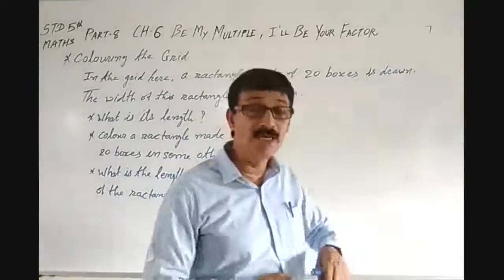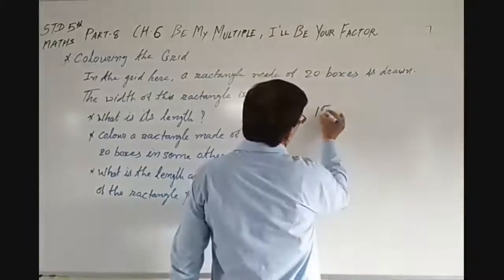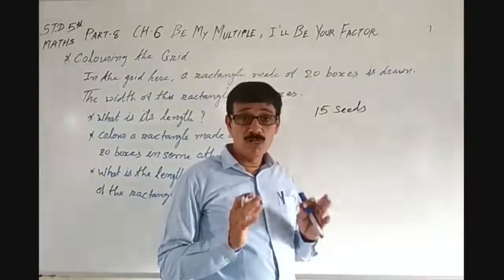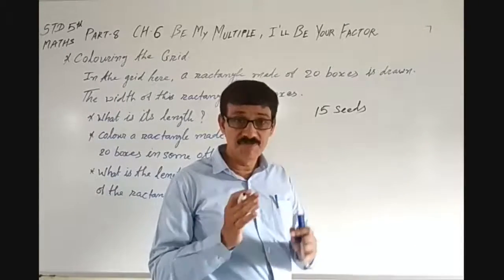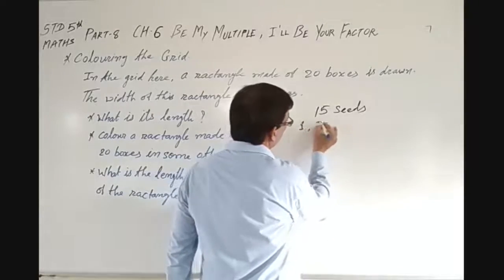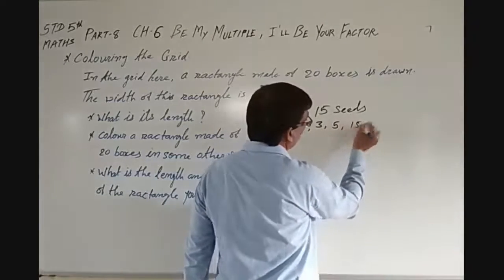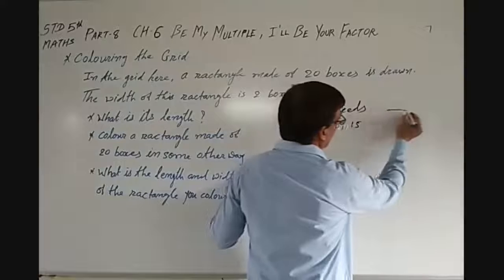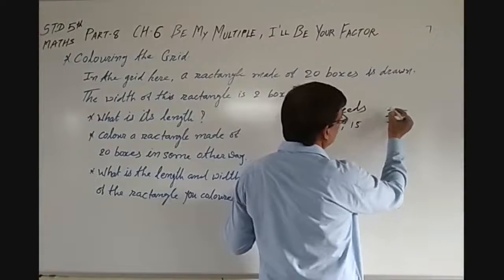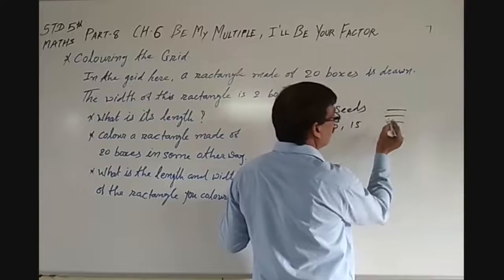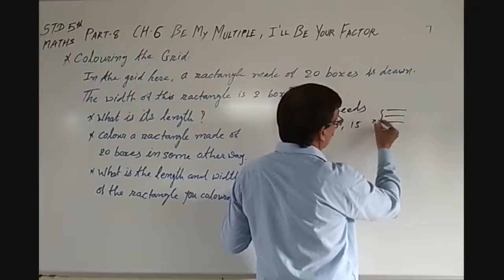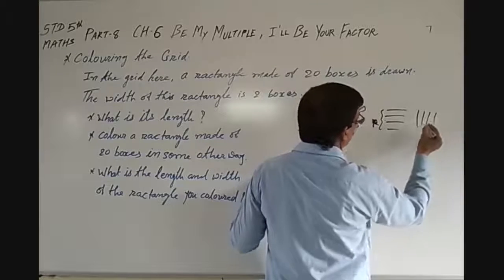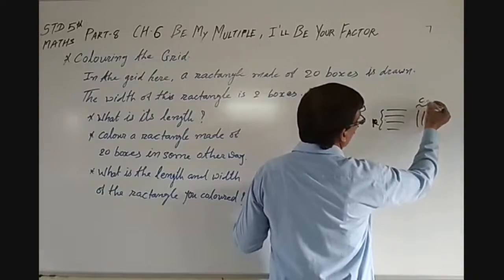So total how many seeds are there? 15 seeds, isn't it? Now what are the multiples of 15? 1, 3, 5 and 15. Okay, so we will arrange them in rows. See, these are rows, isn't it? This is 1, 2, 3. These are rows. And if it is something like that, okay, then these are columns.